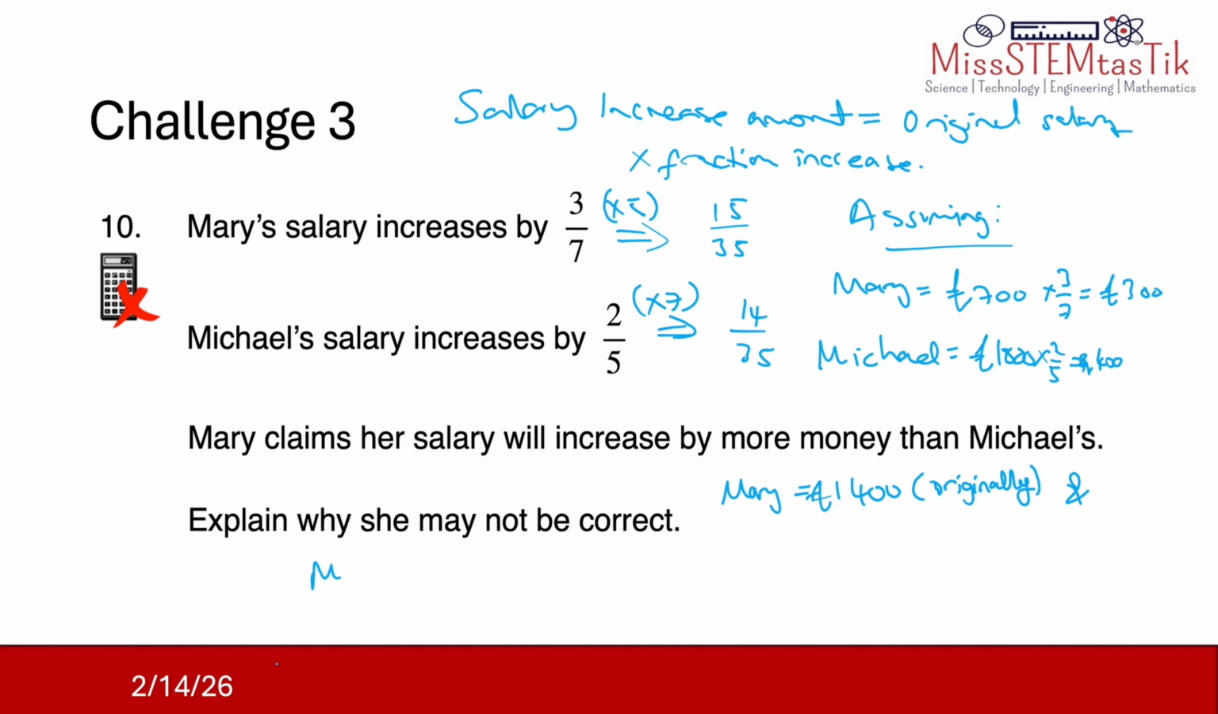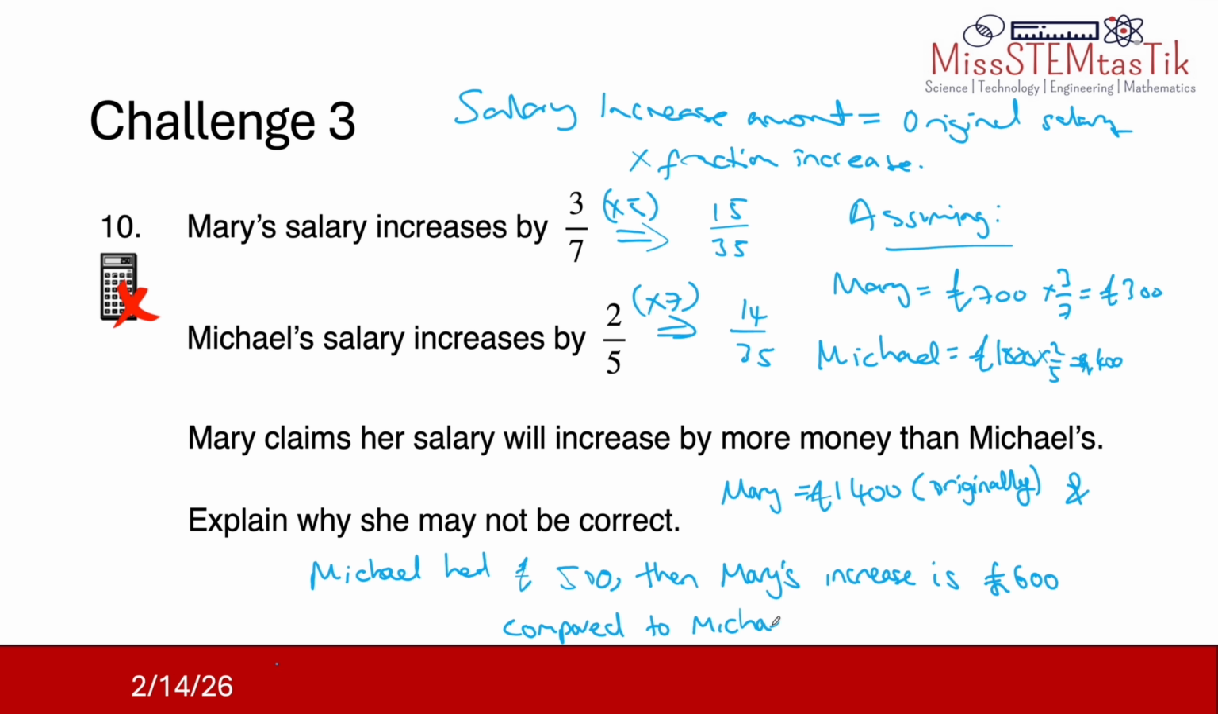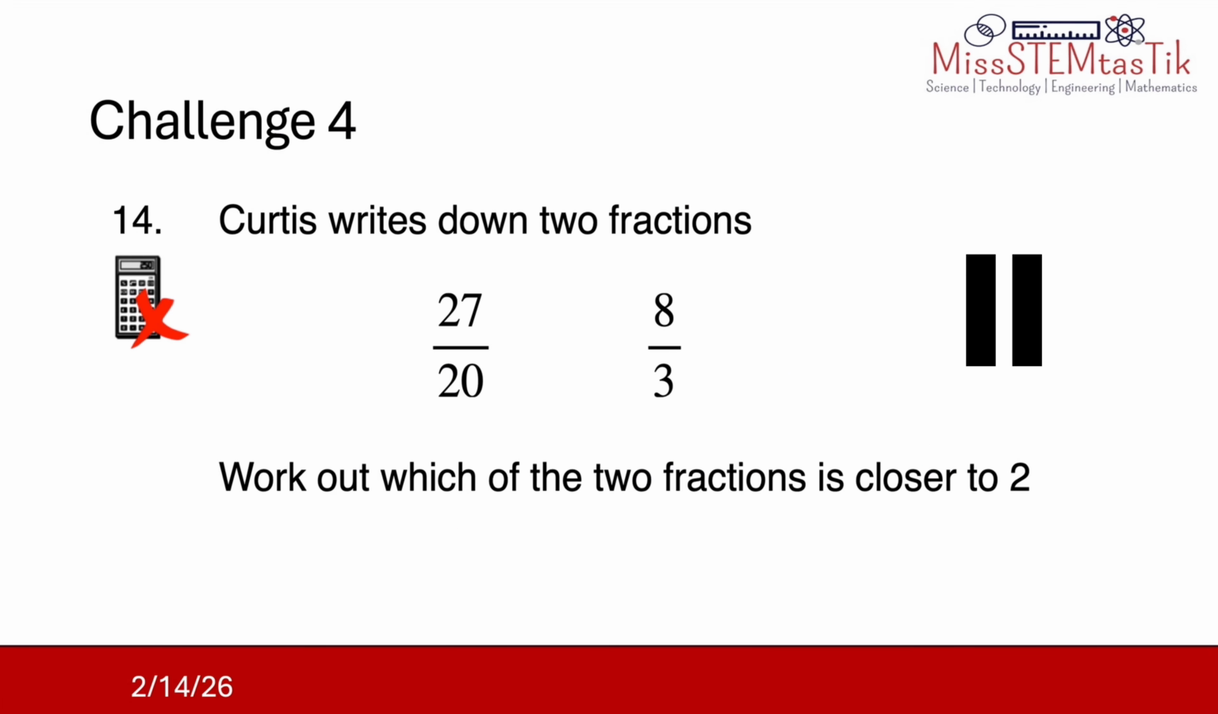In the second example, let's assume that Mary's original salary is £1,400 and Michael's is £500. So when we multiply the original salaries by the multipliers, Mary will get an increase of £600 and Michael will see an increase of £200. So Mary gets more in this case. So Mary's claim isn't necessarily correct because the actual increase amount depends on their starting salaries. I'd like you to pause the screen now and have a go at challenge 4.